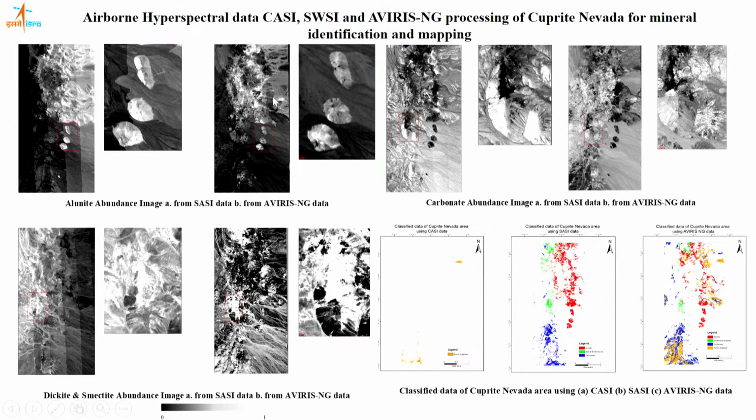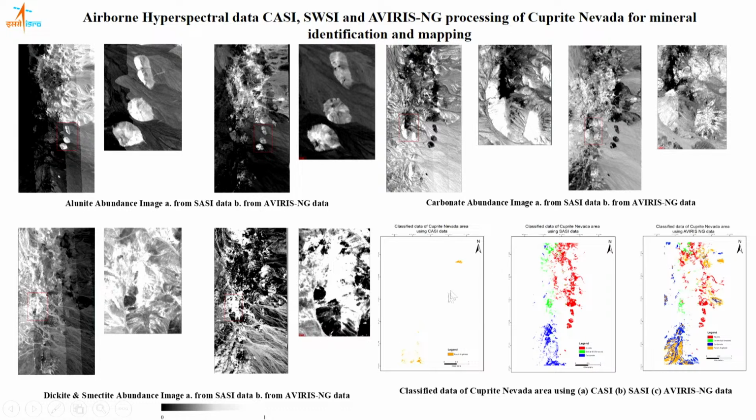Then we can use this data for mineral identification and mapping. Here I have used Compact Airborne Spectrographic Imager, Shortwave Airborne Spectrographic Imager, and IIRS NG data for identifying which minerals are where. So this is showing the alunite abundance image, carbonate abundance image, and dickite and smectite abundance image.